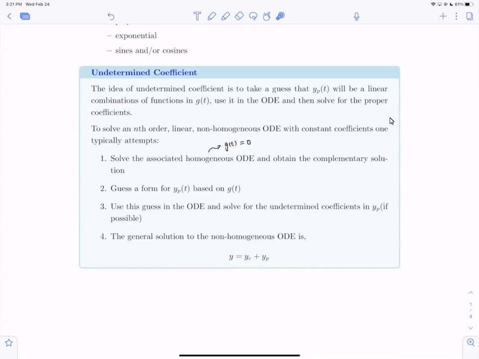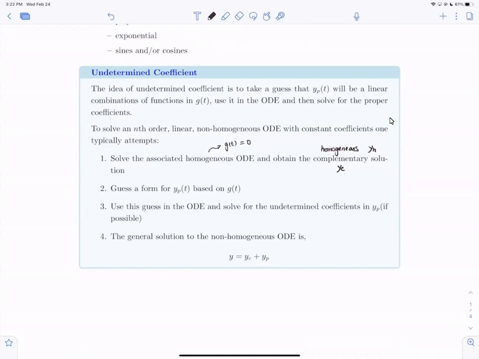By the way, I call it the complementary solution, but some places call it the homogeneous solution. So it's the same thing, yc and yh. Not sure which one your professor is using, but this is yc, and this is yh. They are the same thing.